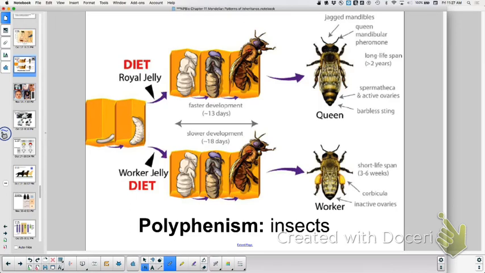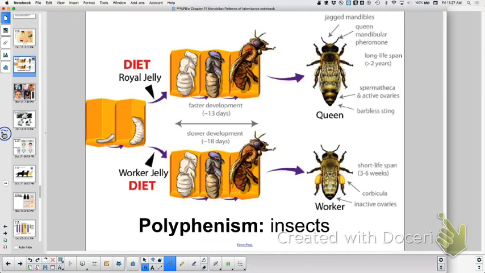Temperature-dependent sex determination, TSD, in reptiles, amphibians, and fish, as opposed to GSD, genotypic sex determination. In TSD, environmental temperatures during a critical period of embryonic development determine whether an egg develops as a male or a female. Polyphenism is what we saw here in insects.